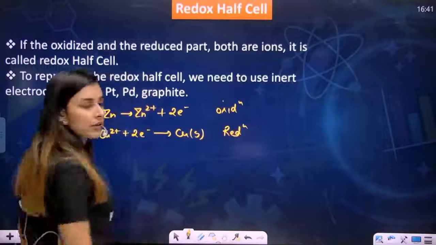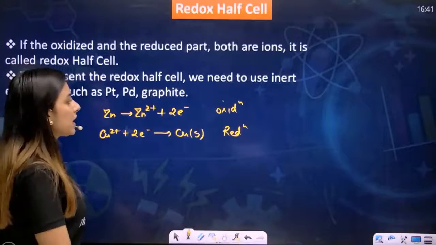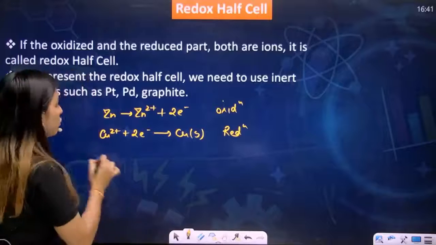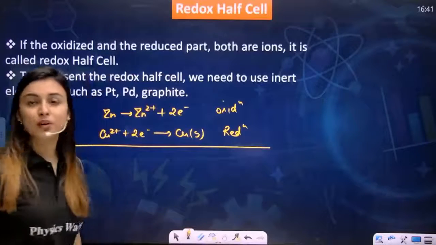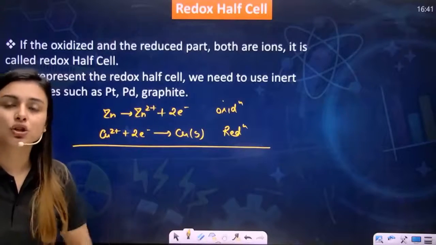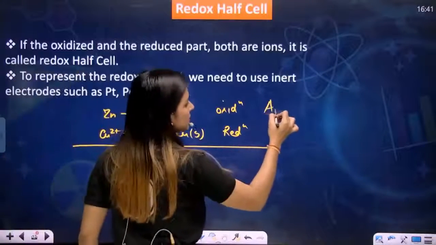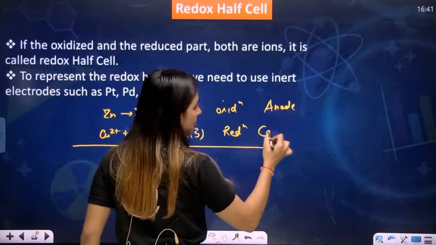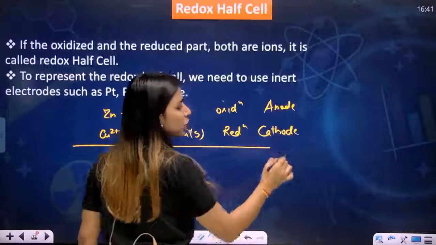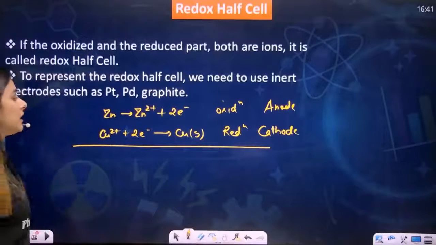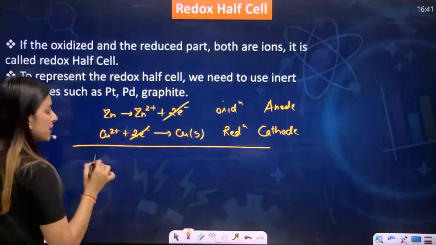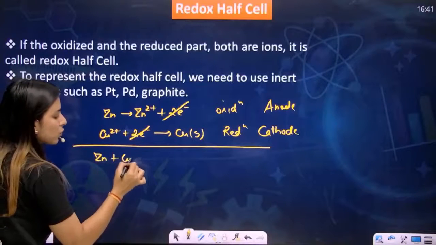Now, my dear students, when you talk about your net cell reaction, you need to add both of these reactions. This is taking place on anode and this on cathode. The combination of both will give you a complete cell. And here these two electrons get cancelled and your net cell reaction comes out to be this.